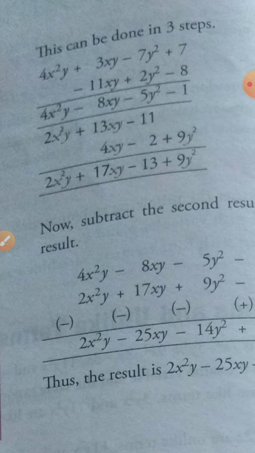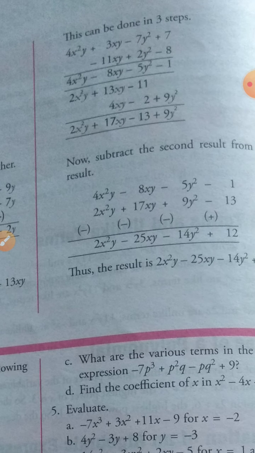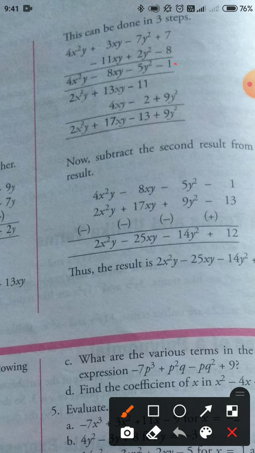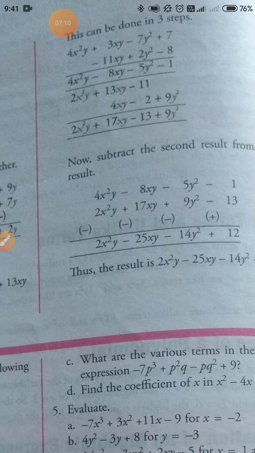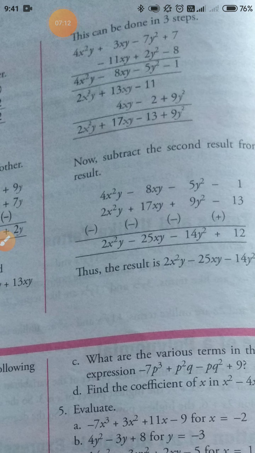You will add these two expressions, and let us name the result equation 1, right? By adding the first two expressions you will get equation 1, and after adding the third and fourth expressions you will get equation number 2. Let us name this equation number 2, right? Now you have to subtract the results. So you have to subtract the second expression from the first, right?